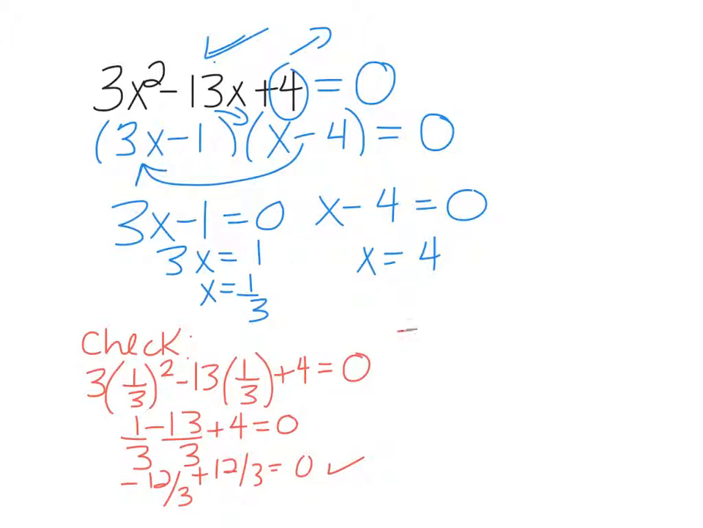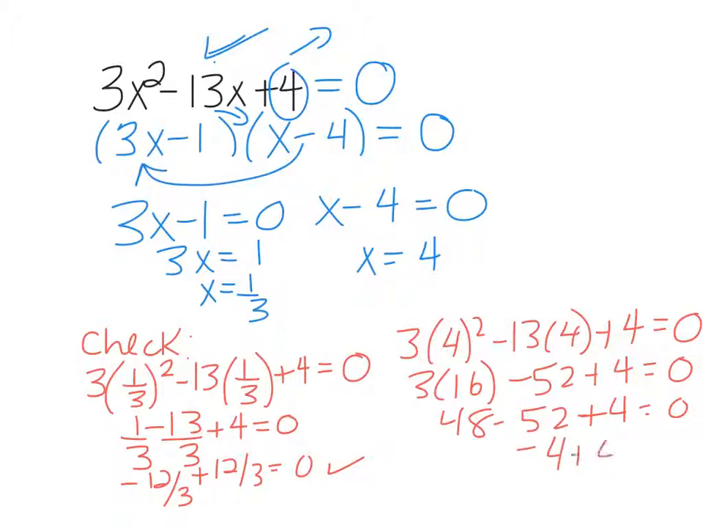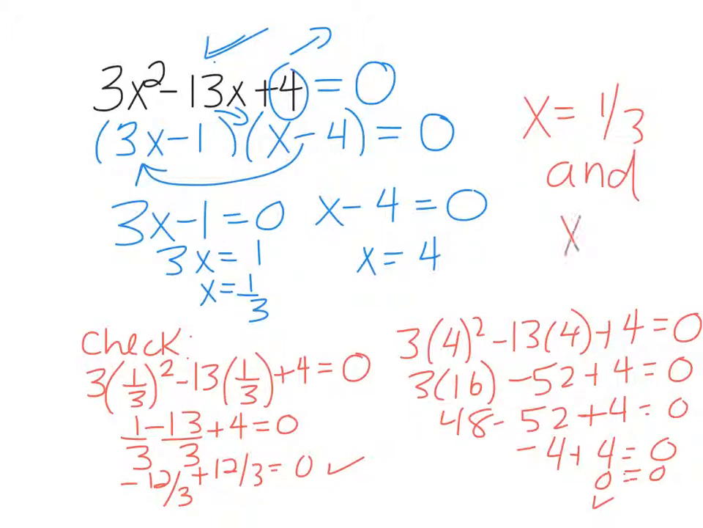When x is equal to 4, I would have 3 times 4 squared minus 13 times 4 plus 4 equal to 0. And that would be 3 times 16 minus 52 plus 4 is equal to 0. And that would be 48 minus 52 plus 4 equal to 0. And 48 minus 52 will give me negative 4 plus 4, which will give me 0 is equal to 0. So that is correct as well. So I can conclude that my roots are 1/3 and x is equal to 4.